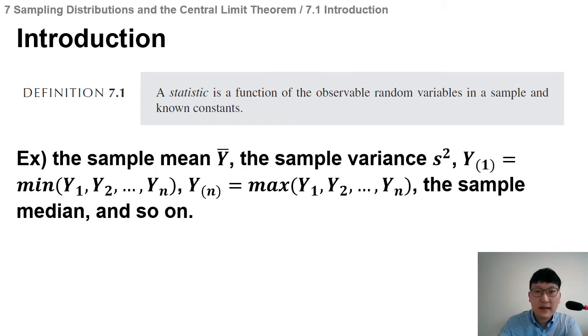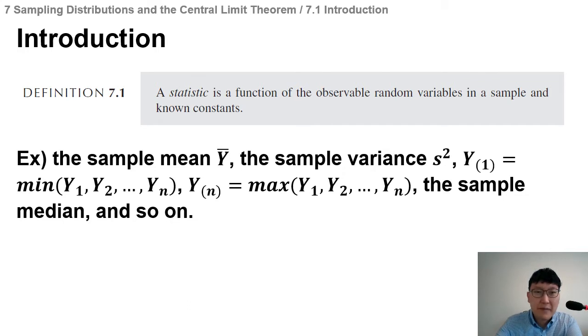A statistic is a function of the observed random variables in a sample and known constants. So a statistic is used to make inferences about the population. Some examples of a statistic are described in this example.